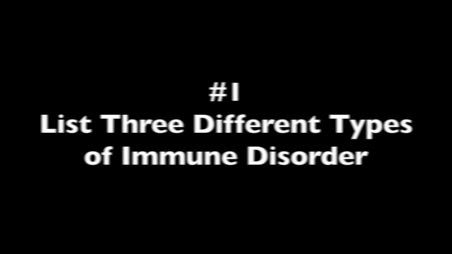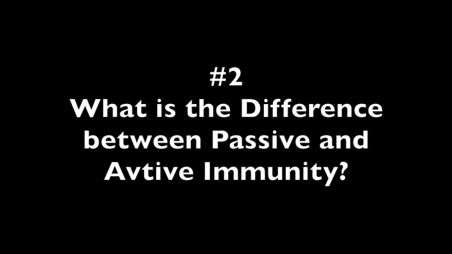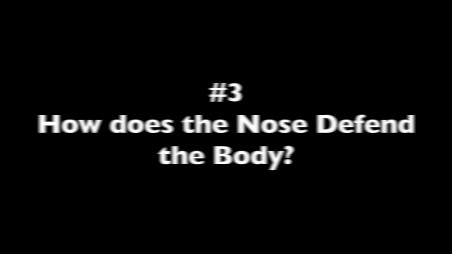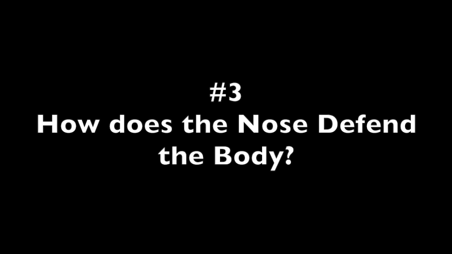Questions. Number 1. List 3 different types of immune disorder. Question 2. What is the difference between passive and active immunity? Question 3. How does the nose defend the body?